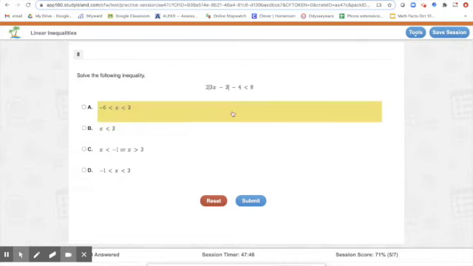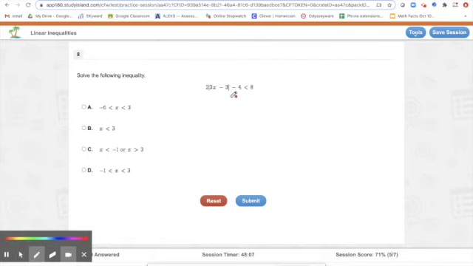Well, what do you have here? We've got an absolute value problem inside of an inequality. All right. So first thing we got to recognize, in order to solve anything with an absolute value problem, we have to isolate the absolute value.